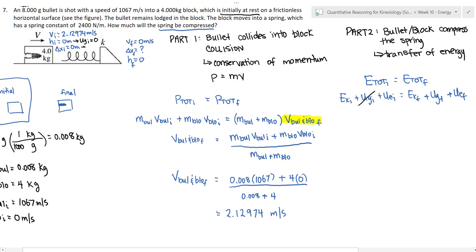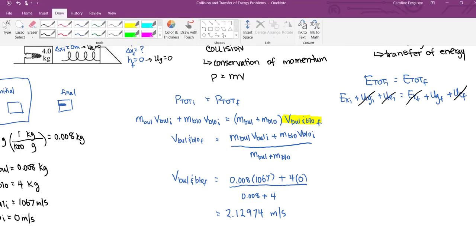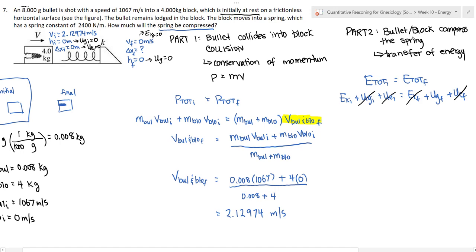Delta XI is 0, so that means that UE initial is 0. So I'm going to cancel that one out. V final is 0, so that means EK final is 0. And H final is 0, so that means gravitational potential energy is 0. So I'm going to cancel that one out. All right, so everything that has a 0 associated with it, that energy type can just be canceled out to make it a lot easier for you, so you don't have to sub in values of 0 into all the formulas. Now let's write out the formulas.